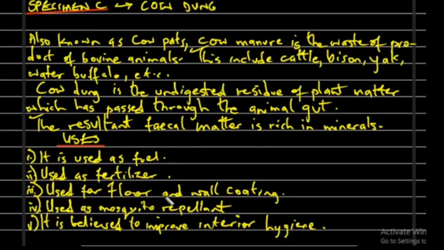It is used as floor and wall coating. Yes, you can actually use it to coat the floor and the walls. It can also be used as mosquito repellent, and it is also believed to improve interior hygiene of environments. These are the characteristics, properties and uses of the cow dung.